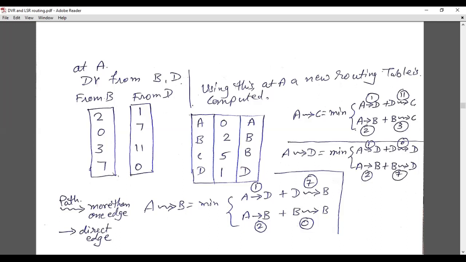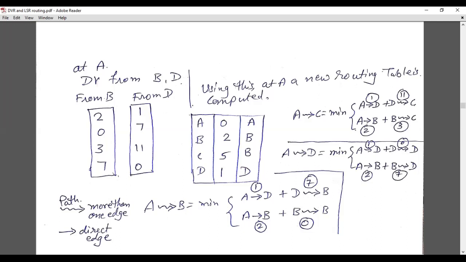So in that way, next, similarly, we calculate it for A to D. So A to D, we know that there is a direct path from A to D with a distance of 1, and then plus D to D, that is just for the formality.